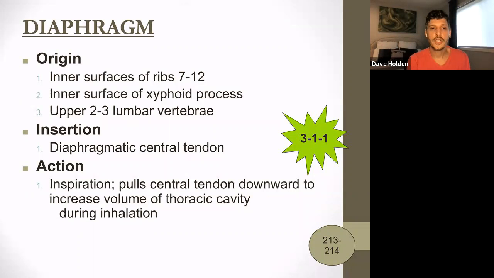So the diaphragm's origin is going to be on the interior surfaces, ribs 7 through 12, inner surface of the xiphoid process, and the upper 2 to 3 lumbar vertebrae. Its insertion is the diaphragmatic central tendon, or just central tendon. And its action, when it pulls down, causes inhalation or inspiration. It pulls the central tendon downward, just like an umbrella. Good stuff. Any questions? Great stuff.